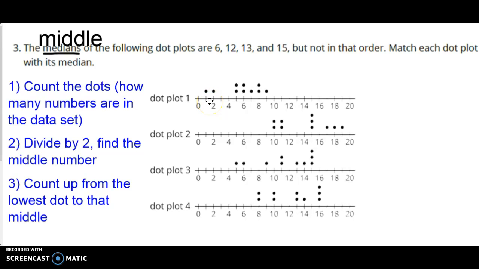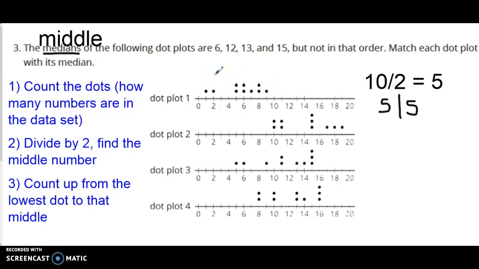Okay, so dot plot number 1. The first thing that we're going to do is count the dots, how many numbers are in our data set. So I see 1, 2, 3, 4, 5, 6, 7, 8, 9, 10. So off to the side, I'm going to write 10. Now, if I divide 10 by 2, I get 5. So I know that my median needs to be in between my 5th and my 6th dot, because I would have 5 on one side, then I would have my middle, then I would have 5 on the other side.